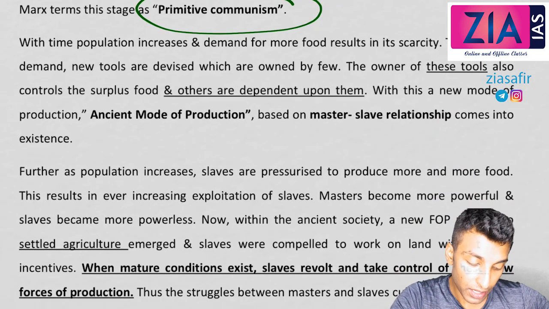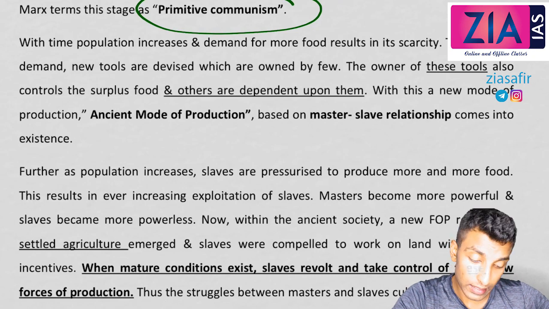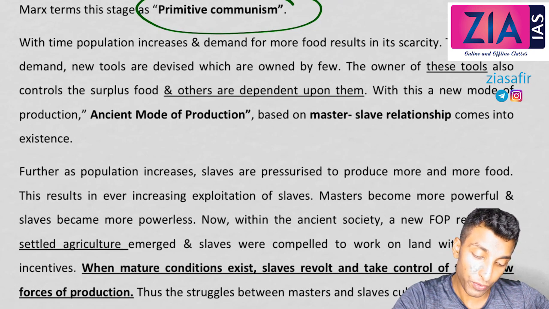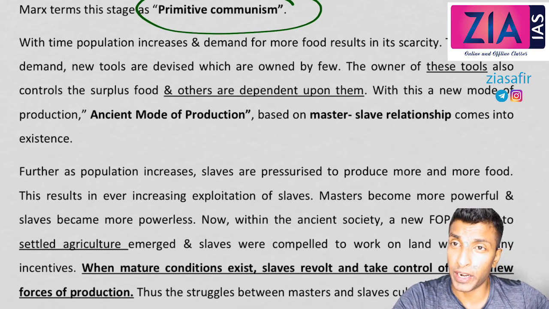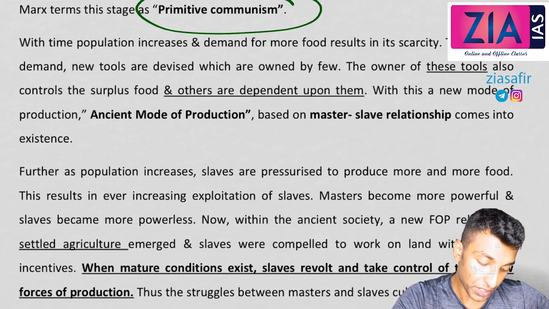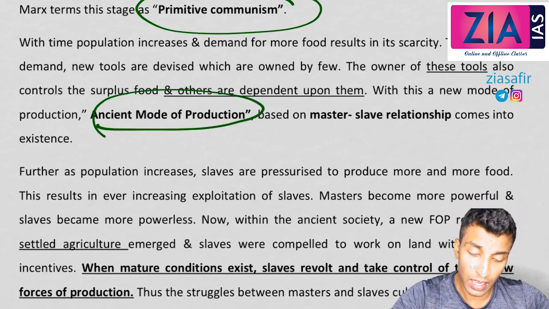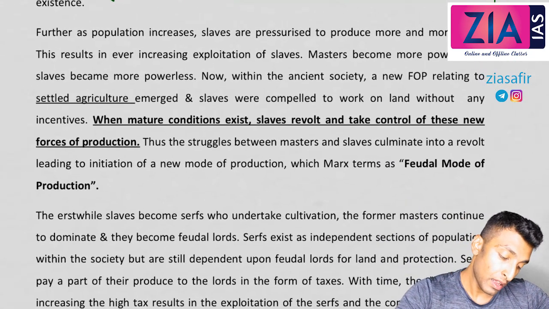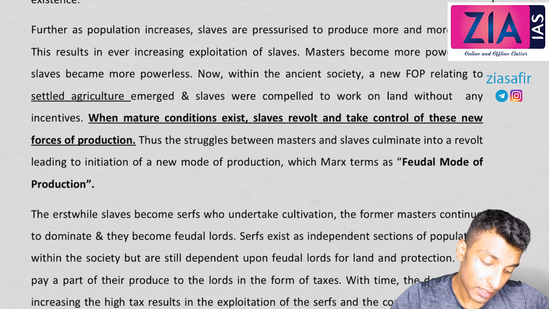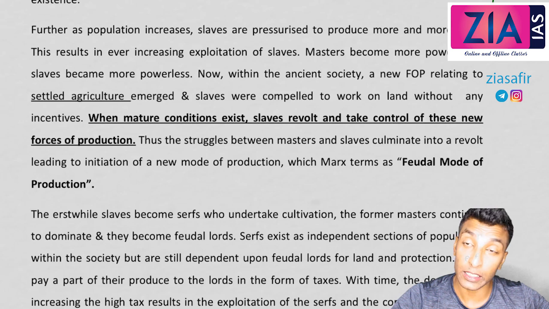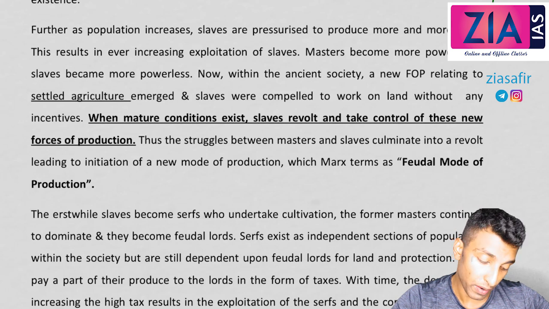Then, with time, population increases and the demand for more food results in its scarcity. To meet this demand, new tools are devised which are owned by few. The owner of these tools also controls the surplus food, and others are dependent upon them. With this, a new mode of production, the ancient mode of production based on master-slave relationship, comes into existence. I hope you know this, so there is no need to have any problem here, okay? Further, as population increases, slaves are pressurized to produce more and more food. This results in ever-increasing exploitation of slaves, masters becoming more powerful and slaves becoming more powerless.